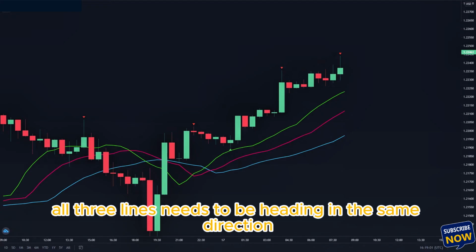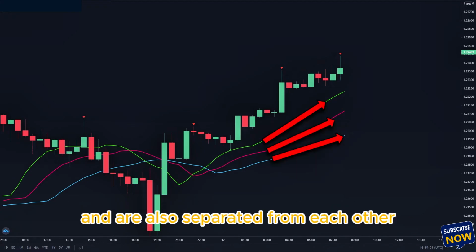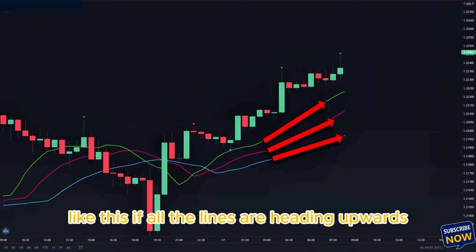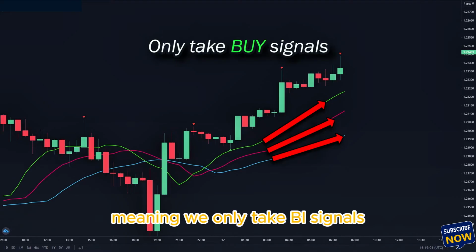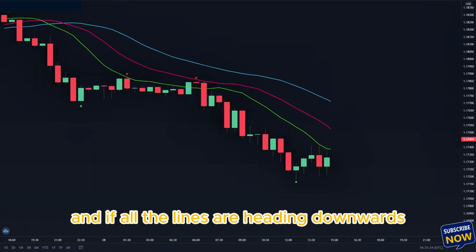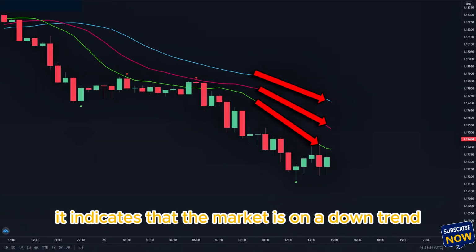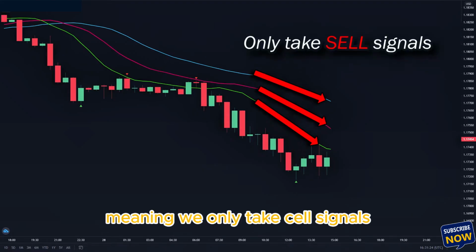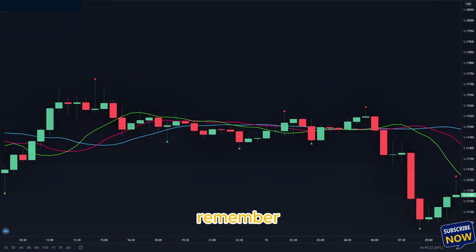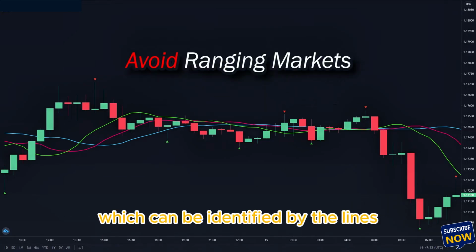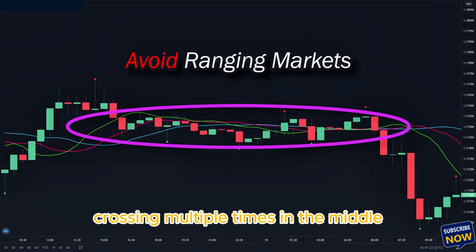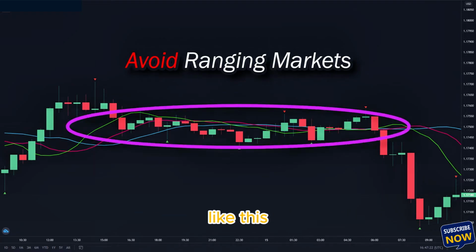All three lines need to be heading in the same direction and are also separated from each other like this. If all the lines are heading upwards, it indicates that the market is on an uptrend, meaning we only take buy signals. And if all the lines are heading downwards, it indicates that the market is on a downtrend, meaning we only take sell signals. Remember, we want to avoid ranging markets that have no clear direction, which can be identified by the lines crossing multiple times in the middle like this.